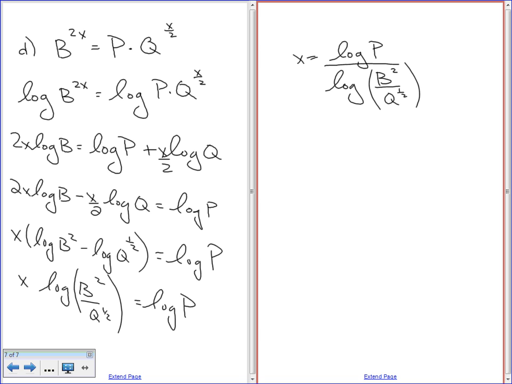But the process is exactly the same. Right? So it doesn't matter if it's numbers, doesn't matter if it's letters, we're still using the laws of logarithms in order to simplify. Any questions? Okay.